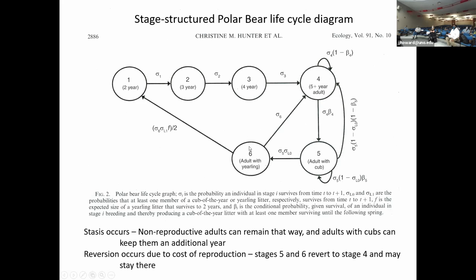Notice that once you wean a cub, it takes you at least a year to recover from having bred, because there's no way that an adult that has a cub can immediately breed again. There's a cost to reproduction. You have to wait a year before you can breed again. And then here are the cubs, and they go here. Okay, so you can have stasis in 2 places, and you can have reversion in 2 places. If you lose your cub, you can go back to being non-reproductive. If you wean your cub successfully, you definitely go back to being non-reproductive.